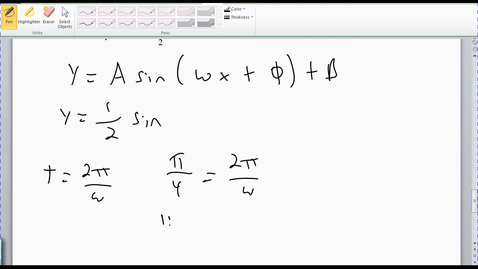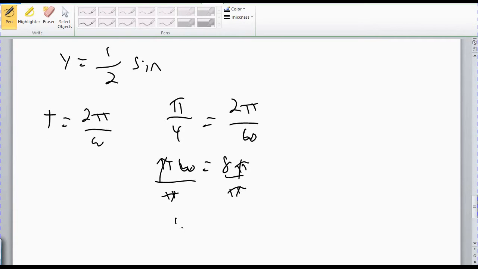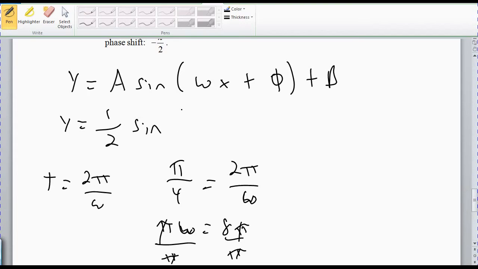Now if you want to know the easiest way to solve this, cross multiply. Pi times omega, it's pi omega I should say, equals 4 times 2 pi, which is 8 pi. We're solving for omega because that's one of the variables that we need. So divide both sides by pi. And we get omega equals 8.